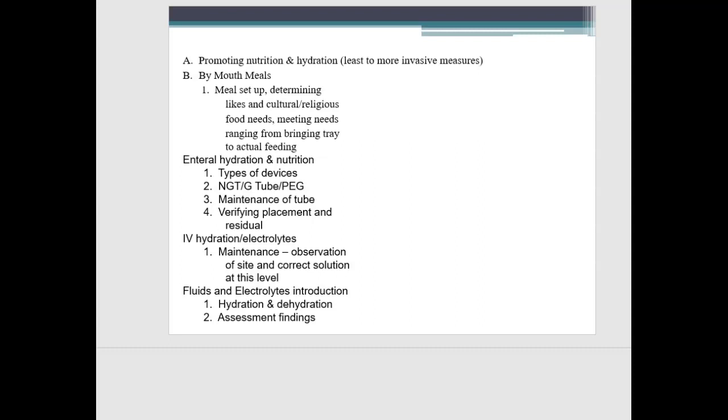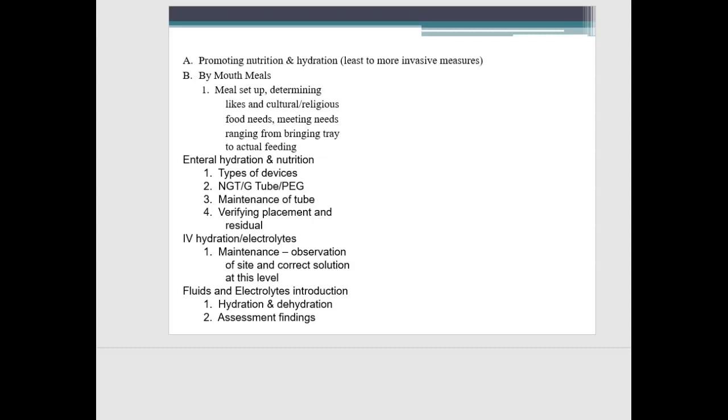What about internal hydration? Types of devices. Even though the NG tube is put in, it can be used for suction and can also be used for feeding. And then we also have tubes that come out of the stomach, where it's put in surgically, and we can feed the patients through the PEG tube, or some say G tube.